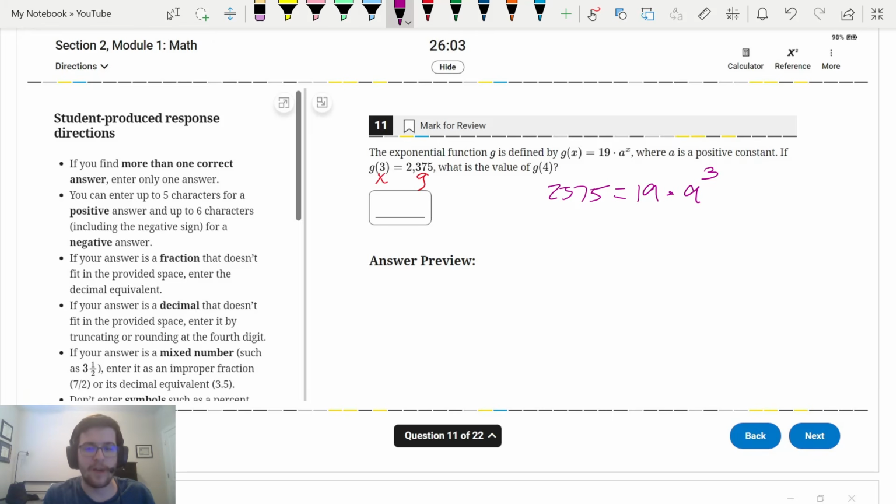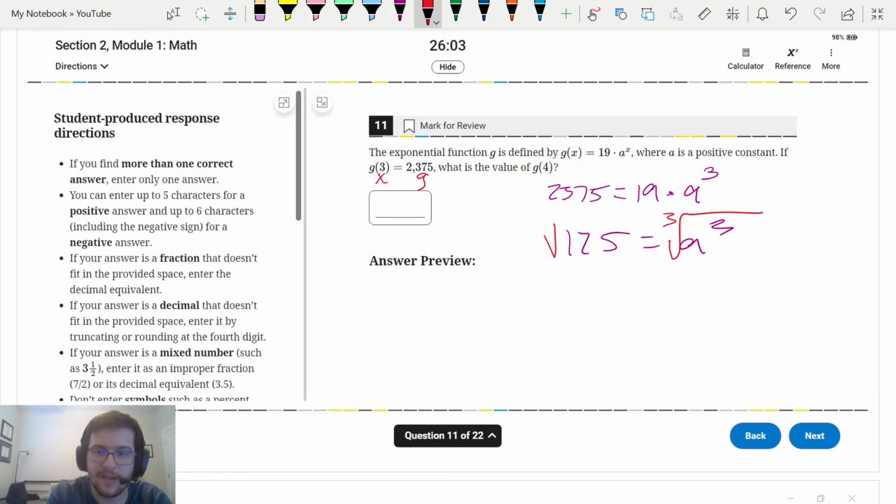I'm going to try to solve for a now. So let me divide both sides by 19. 2375 divided by 19. Again, I'm using a calculator. That gives me 125 equals a cubed. Now we're going to take the cube root of both sides. So the cube root of a cubed is just a, and the cube root of 125 is just 5.